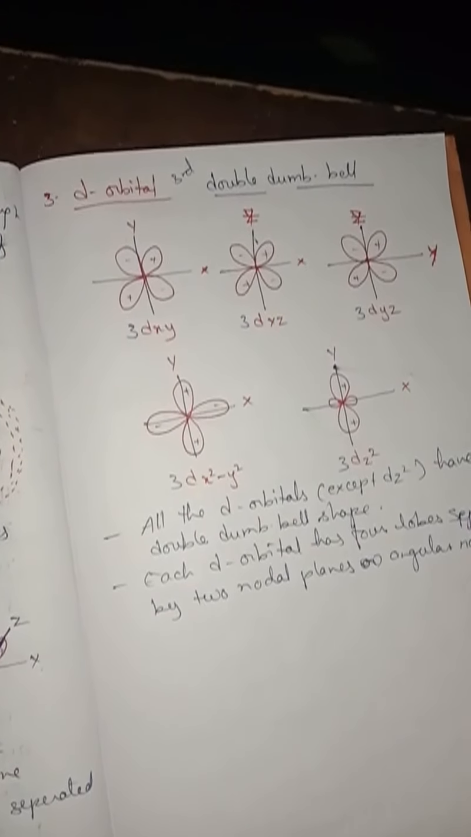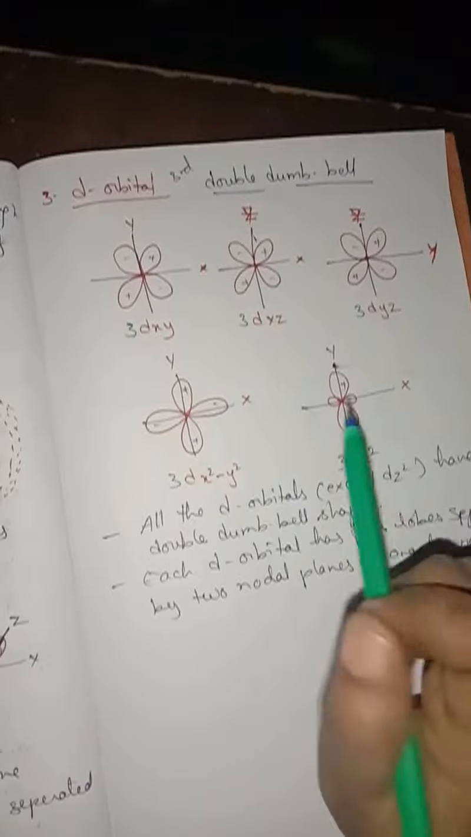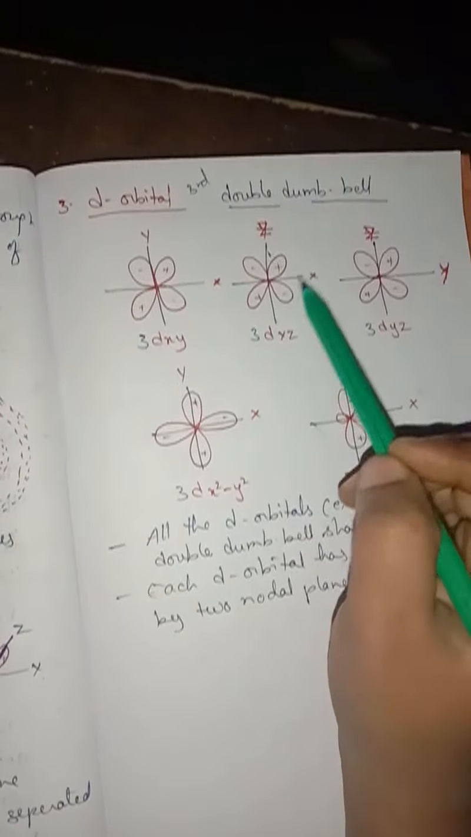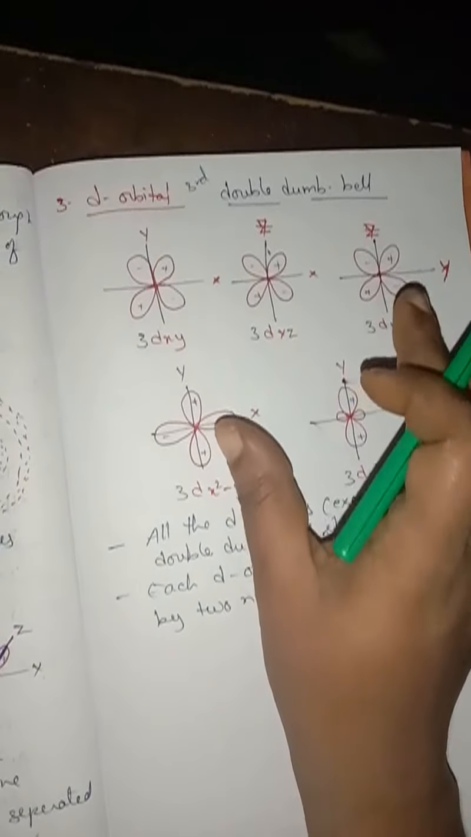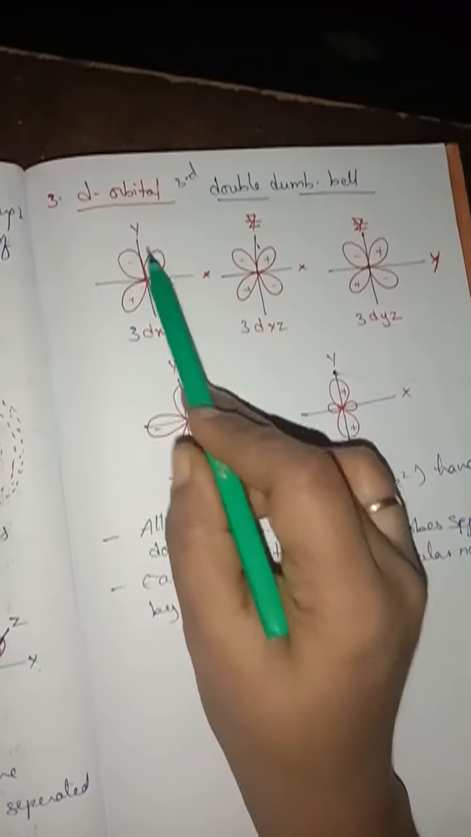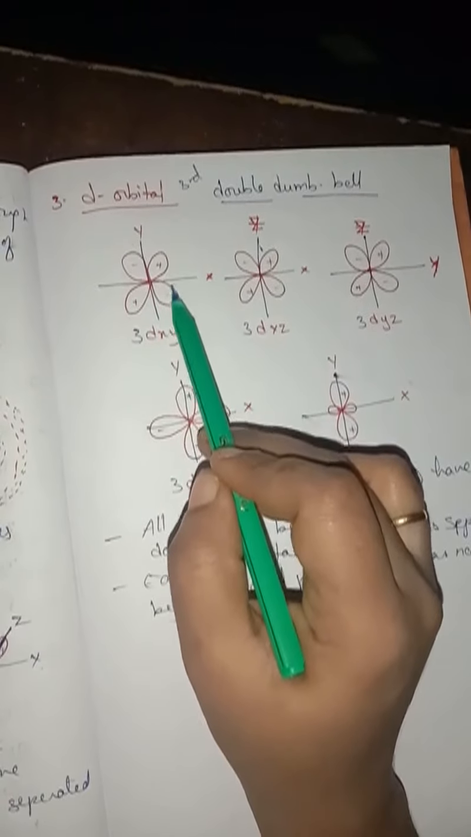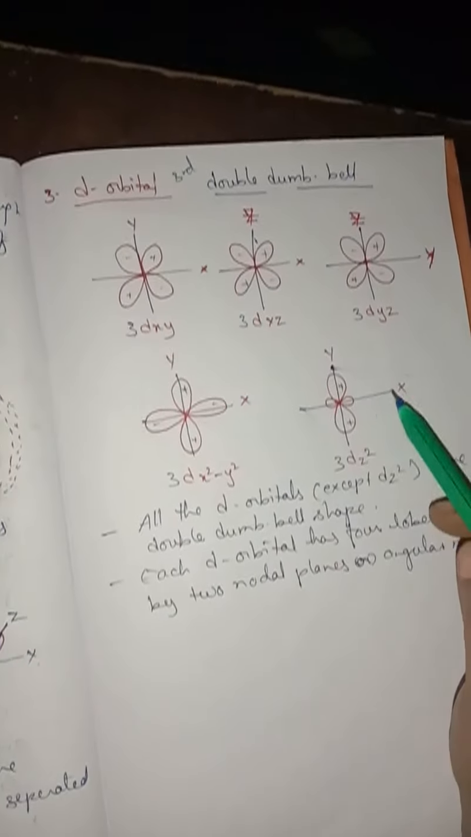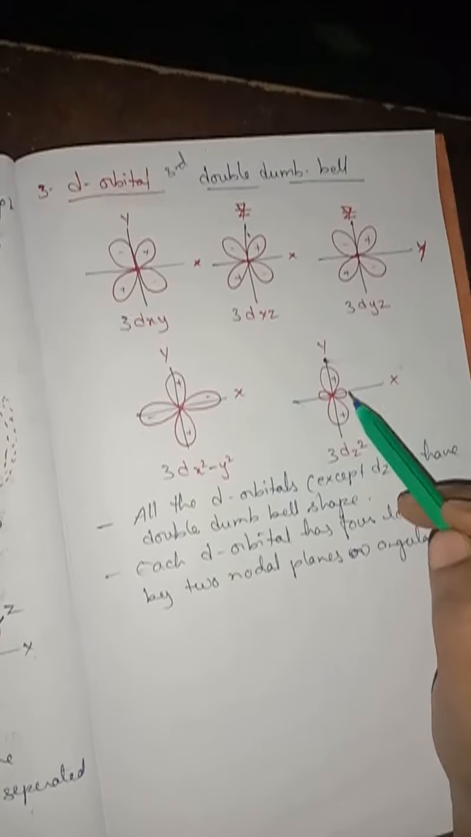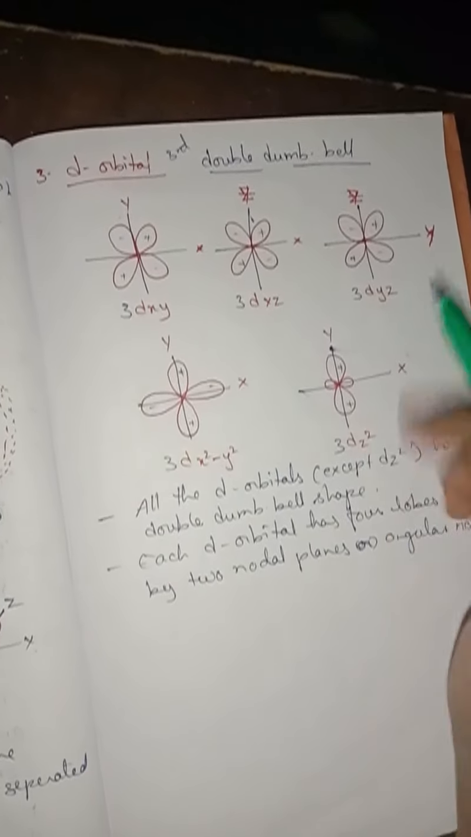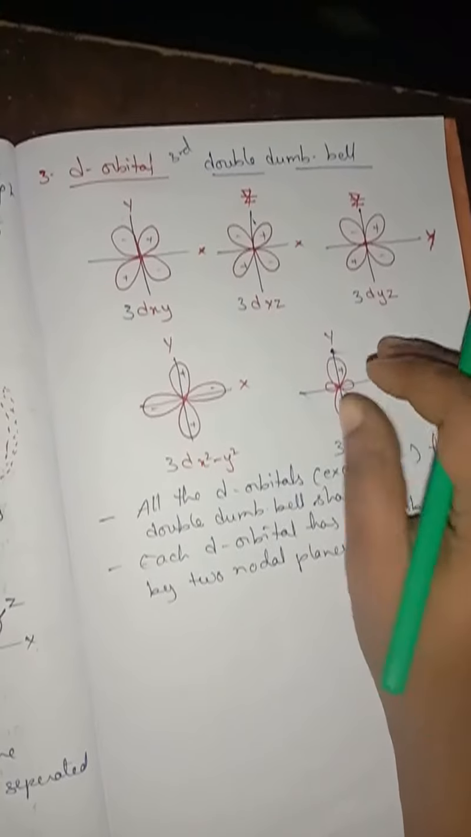All the d orbitals have a double dumbbell shape. Each d orbital has 4 lobes. Look here: 1, 2, 3, 4. Each d orbital has 4 lobes separated by two nodal planes, or angular nodes. For dz², it has only one dumbbell shape with two lobes along the z-axis, and a small ring will be present.